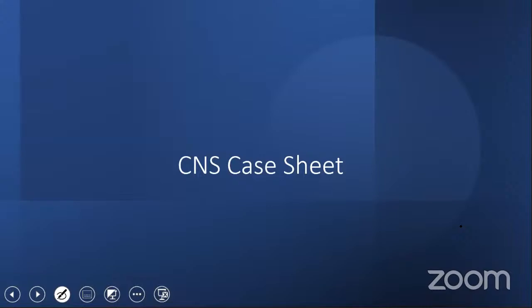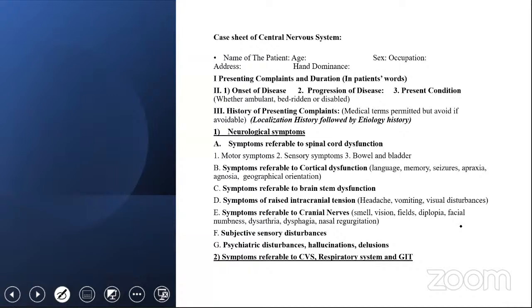We'll go through the case sheet. Please download this case sheet and adhere to it in your examinations. You see the name of the patient, sex, occupation, address, hand dominance, followed by the presenting complaints and duration in the patient's words. Note it in scientific words, and after that, write the onset of disease, the progress of the disease, and present condition. Then you go on to the history of presenting complaint. Medical terms are permitted here, but avoid them if avoidable.